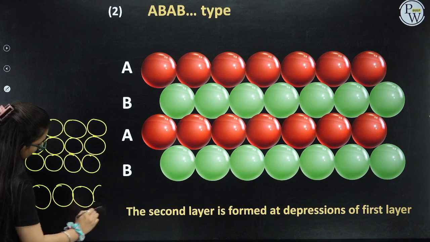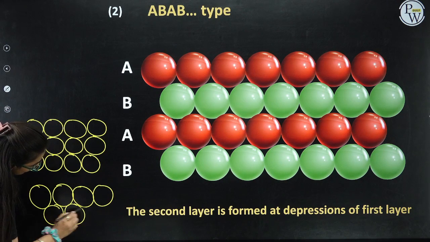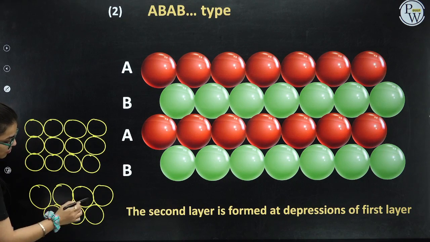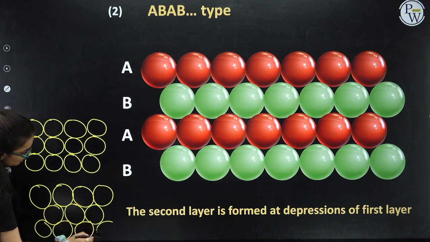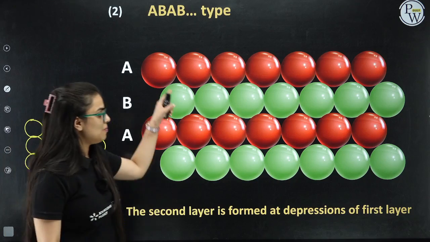If it is your A layer, the B layer will be like this. 2 atoms, then 1 atom. 2 atoms, then 1. 2, then 1. Here it will be like this, 2 atoms and 1, 2 atoms and 1. So this is hexagonal, AB kind of packing.